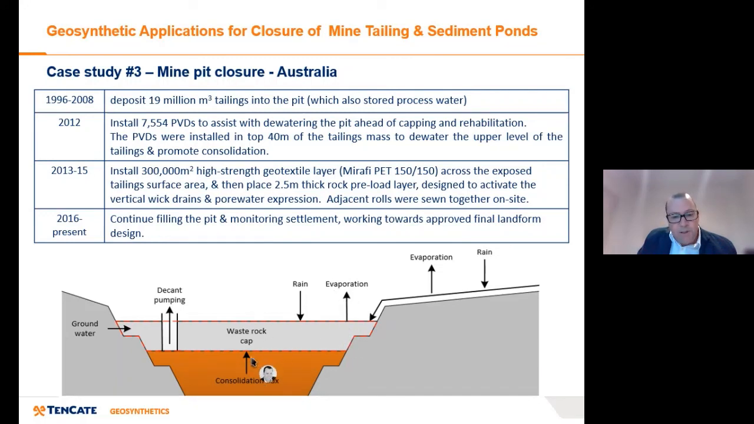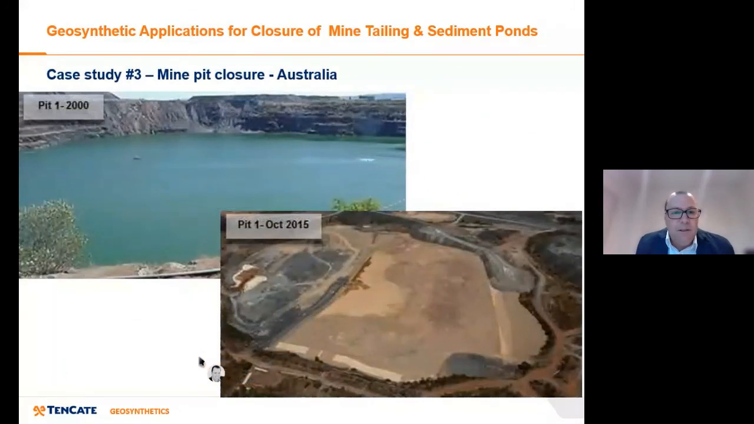Now, obviously with PVDs, as you put the waste rock on top, it pushes down and then the water comes out and you stiffen up the sludge below. So the stitching was done on site rather than in factory, but the photos will show why. It's quite a big area. So that was 2000, obviously, all liquid. This is what it looks like, 15 years later.